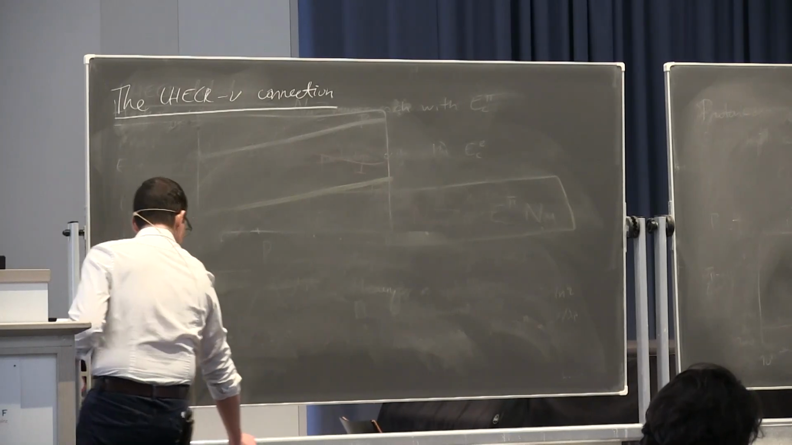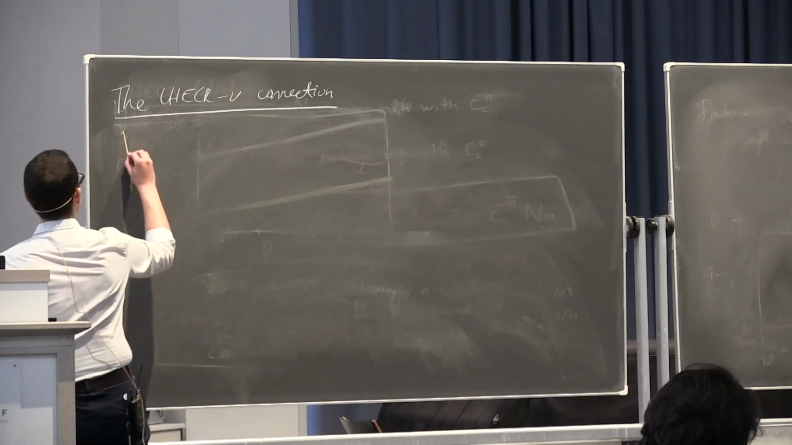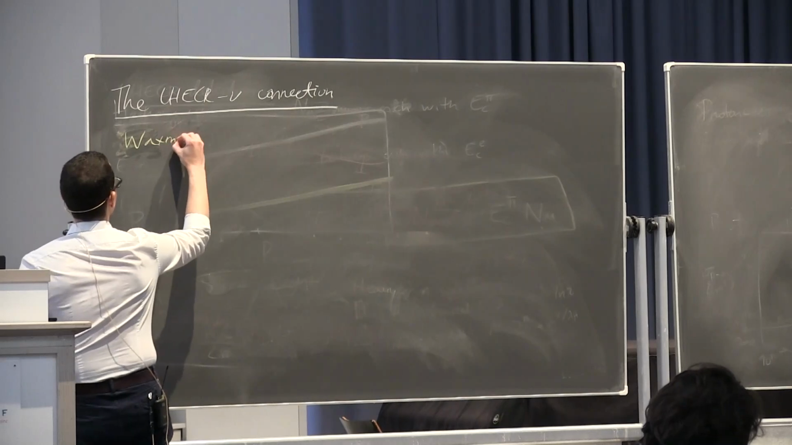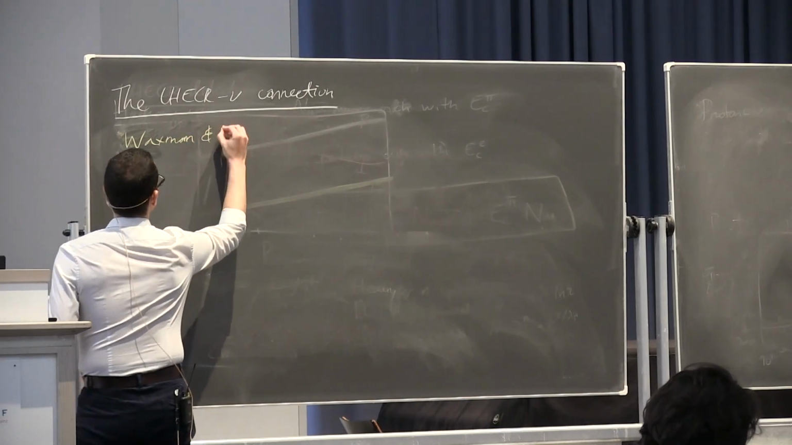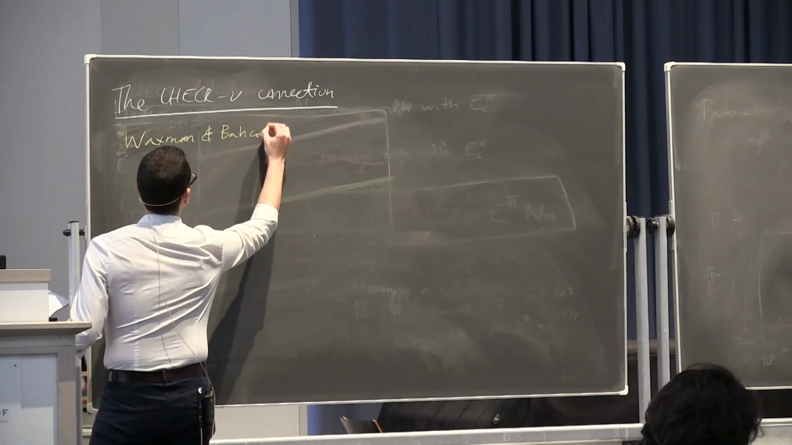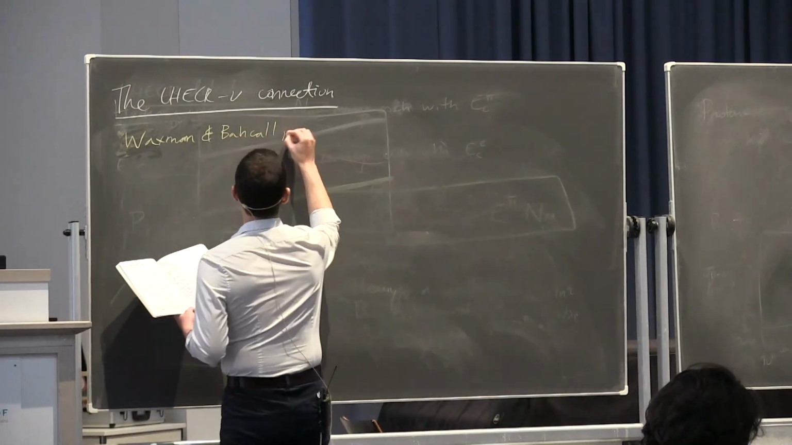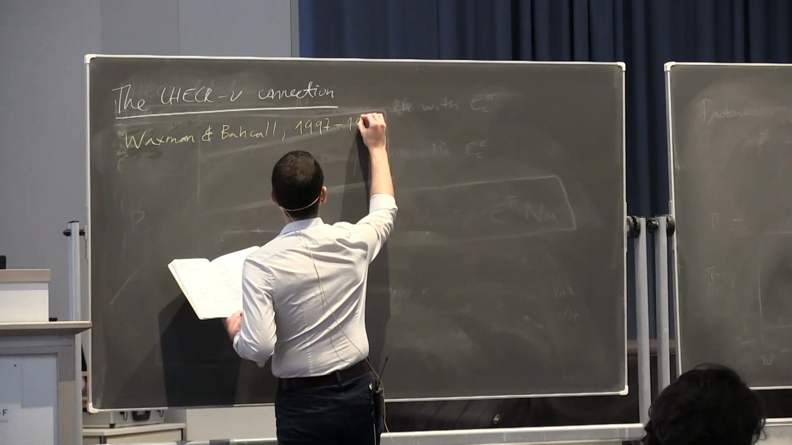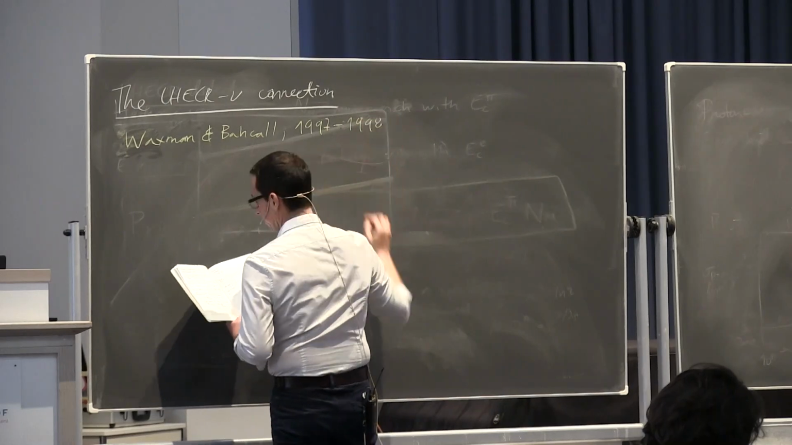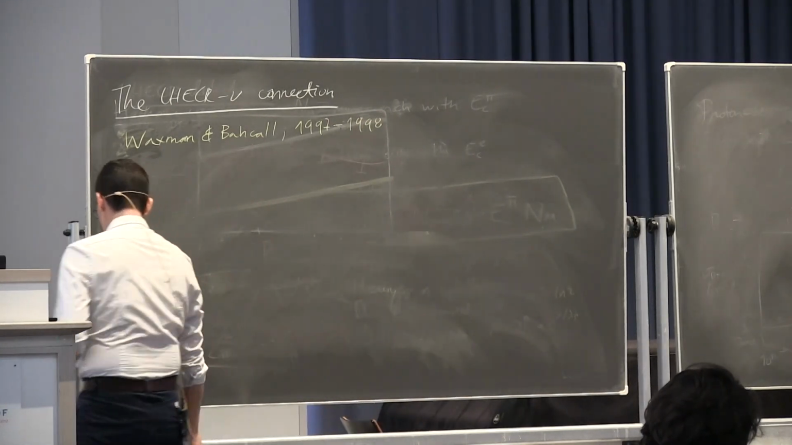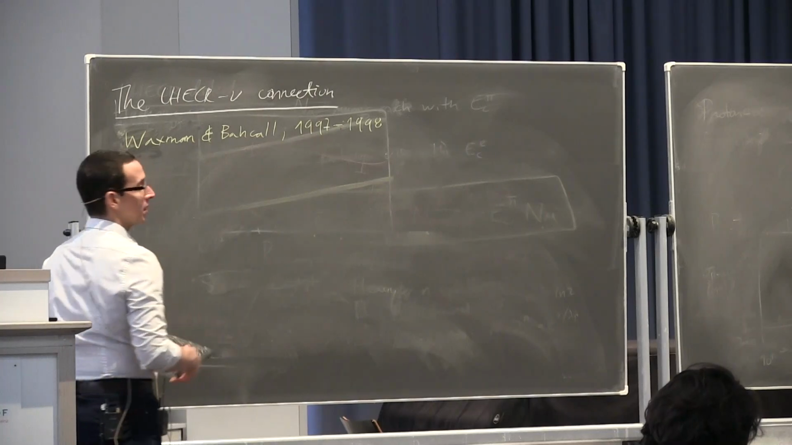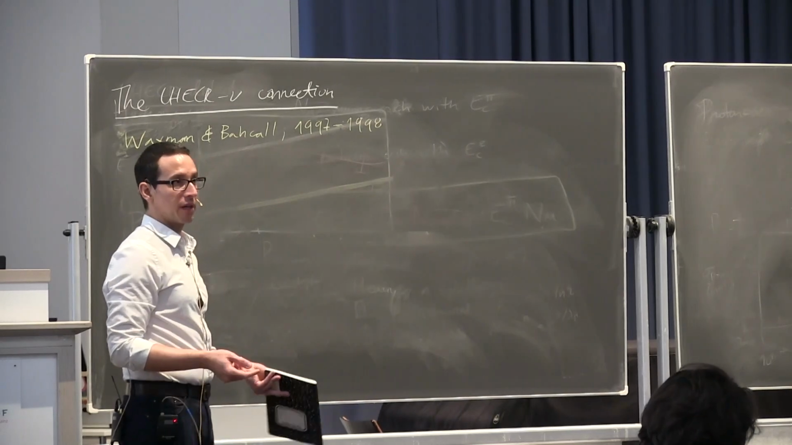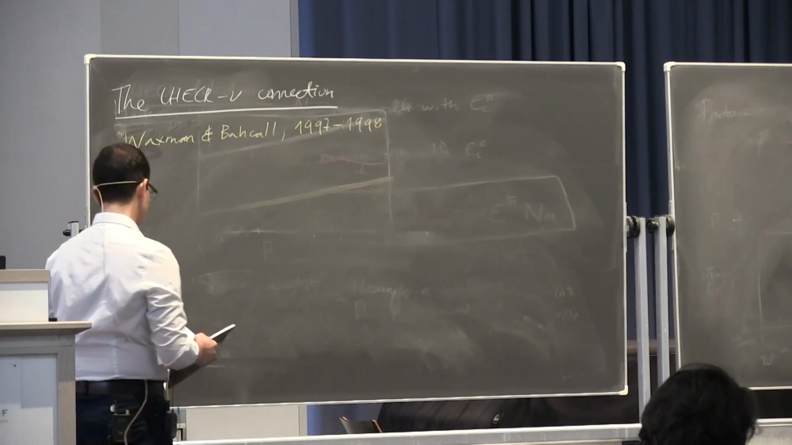This is an argument that is due to Waxman and Bahcall in 1997. Actually, it's 1997 and 1998. There are two papers where they did that. Okay, so the argument is that if neutrinos are made by cosmic ray interactions, then by measuring the cosmic ray flux, we should be able to at least estimate what the neutrino flux should be.